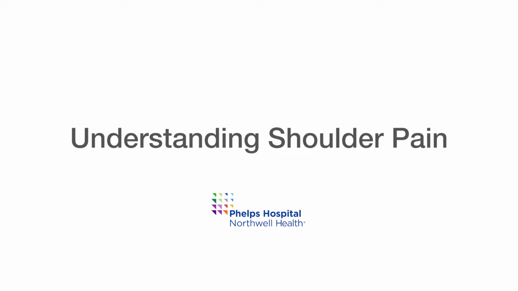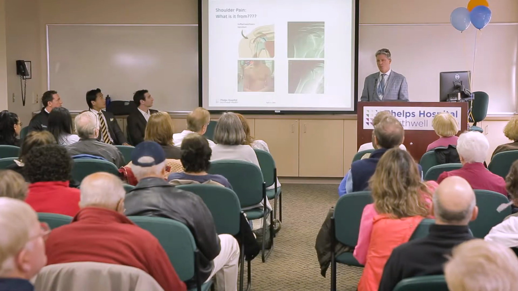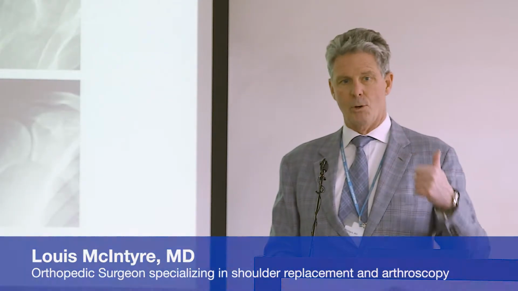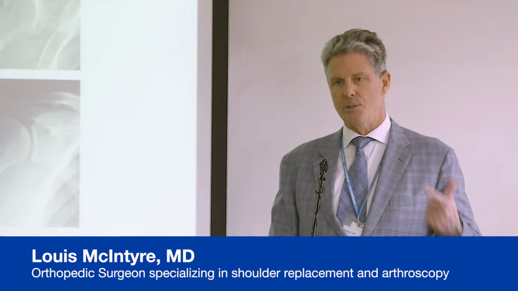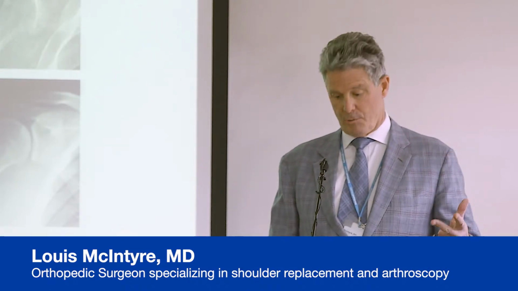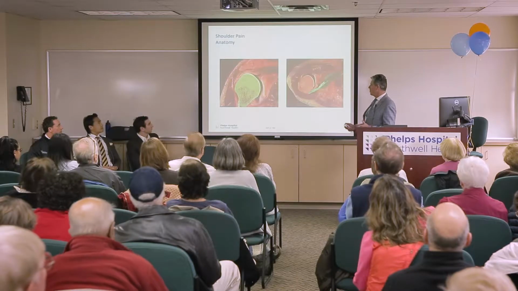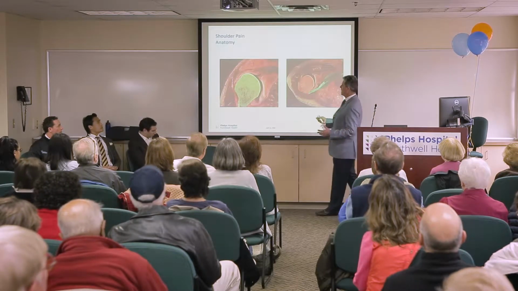There's really only three main areas that shoulder pain can emanate from. You either have a rotator cuff problem, an instability problem, or an arthritis problem. So what goes wrong in the shoulder is in one of the anatomic areas.